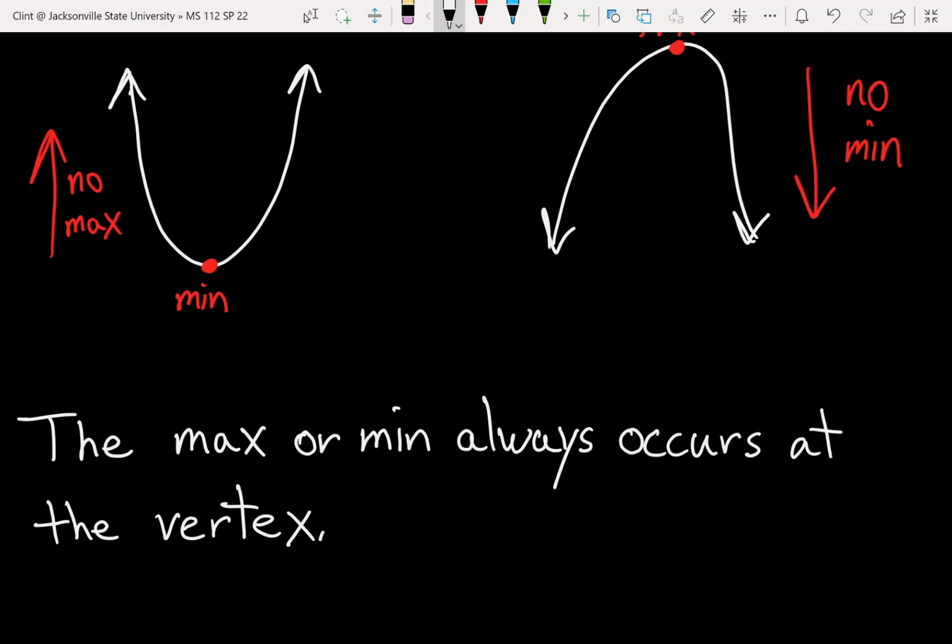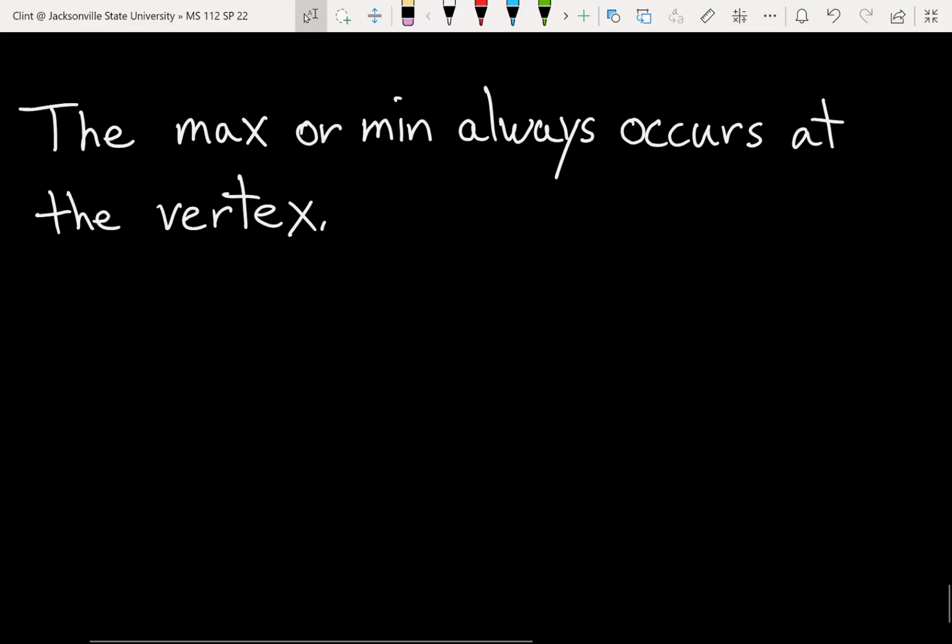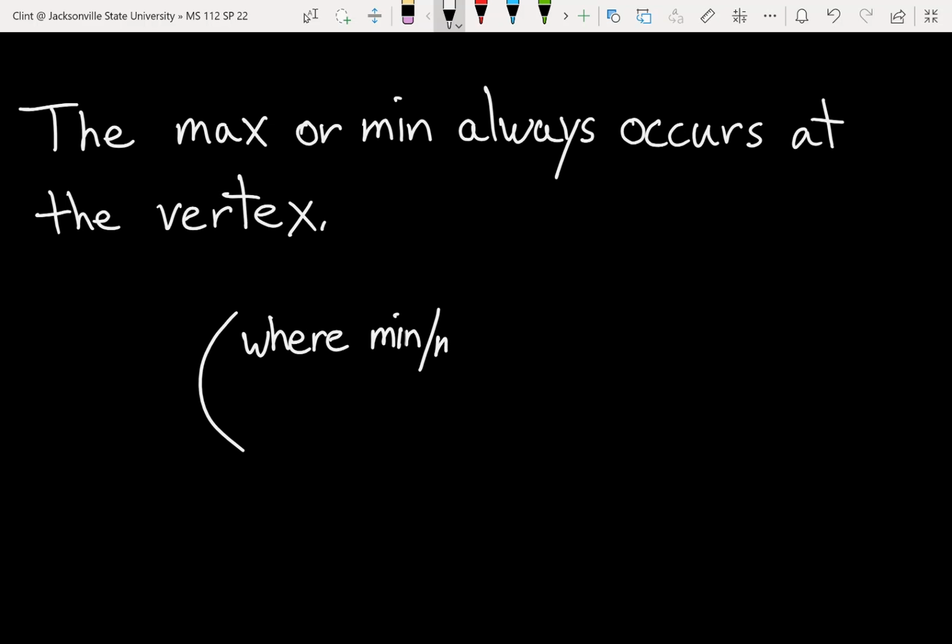That's one reason why the vertex is such an important value. Because if we want to know the maximum value our function takes on or the minimum value our function takes on, whichever one we have, it's always going to happen at the vertex. And what the vertex gives us, the x-coordinate tells us where the minimum or the maximum occurs.